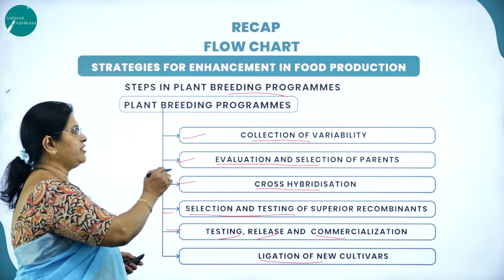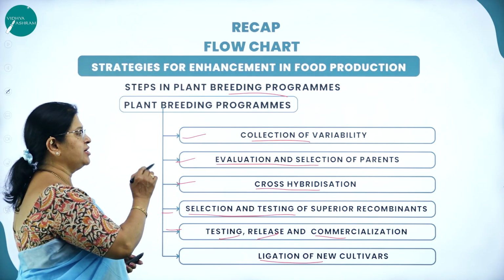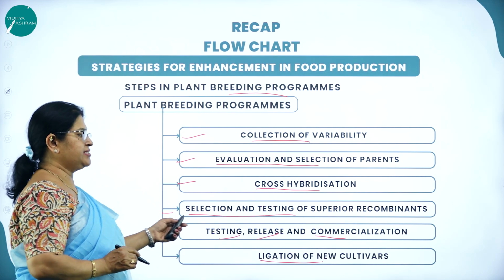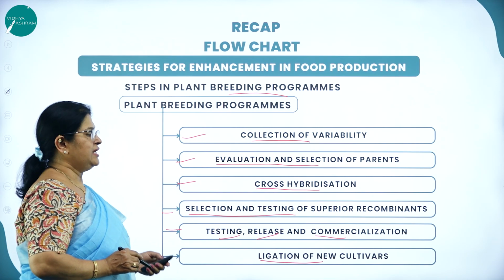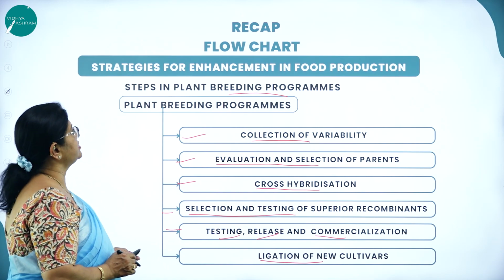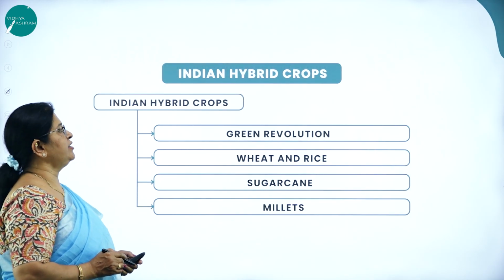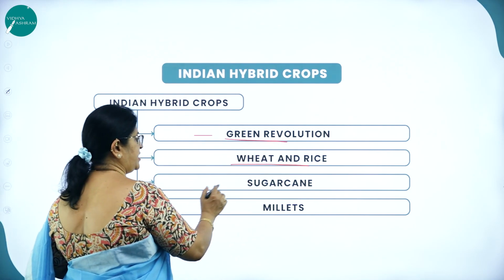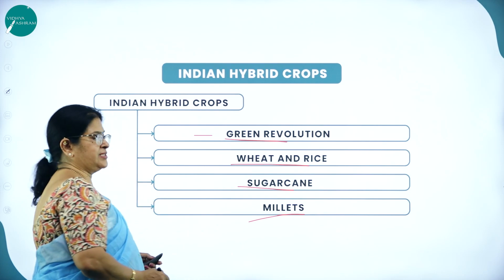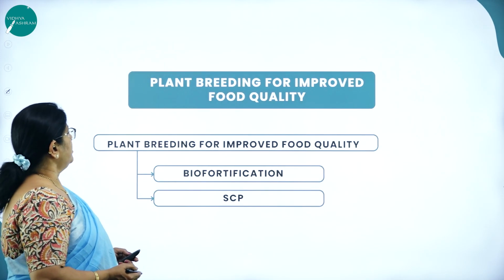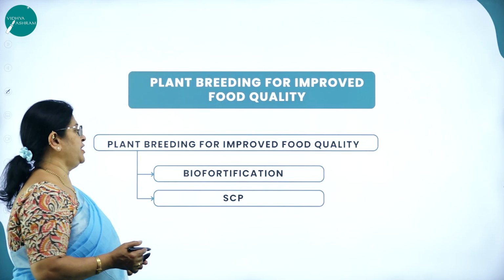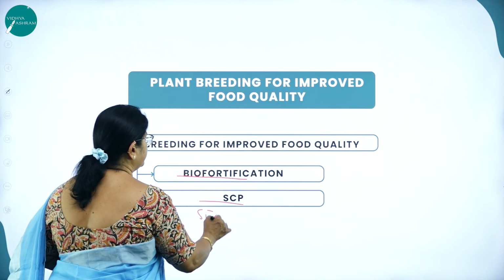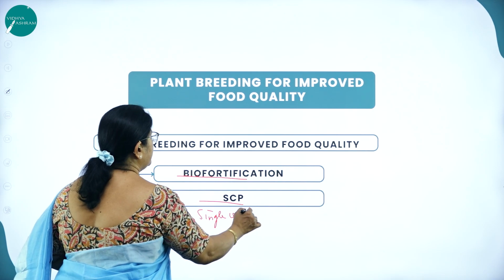That is collection of variability, evaluation and selection of parents, cross hybridization, selection and testing of superior recombinants, testing, release and commercialization of new cultivars. Then the Indian hybrid crops that are developed by the green revolution, already we know wheat and rice, sugarcane and millets. Then plant breeding for improved food quality through biofortification and through single cell protein.